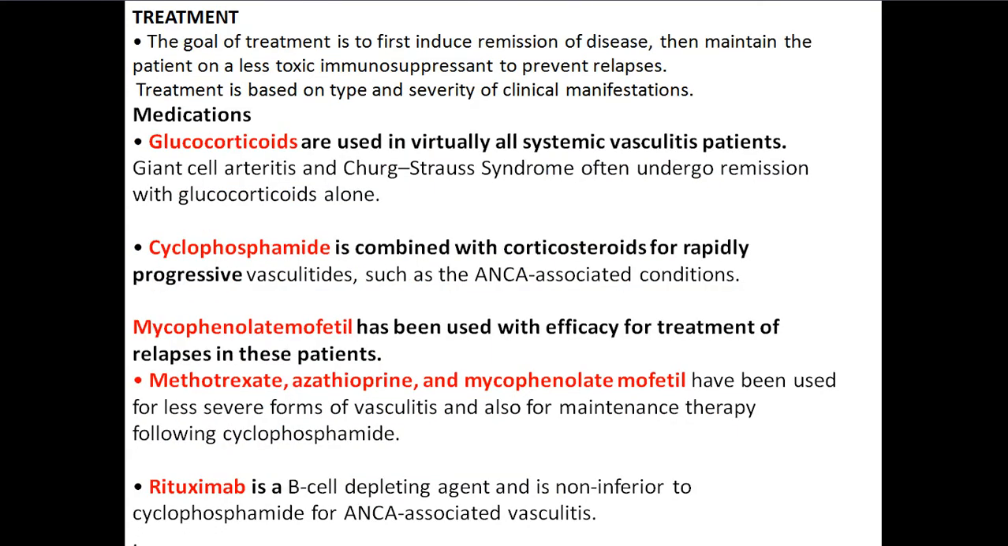So the treatment, the most important is the immunosuppression. It could be done with glucocorticoids, usually in all systemic vasculitis patients. Whereas giant cell arteritis and Churg-Strauss syndrome often undergo remission. Cyclophosphamide is combined with the corticosteroid in rapidly progressive vasculitis, such as ANCA-associated conditions. In the patients where you see relapses, there you can give mycophenolate mofetil. And methotrexate, azathioprine, mycophenolate are used for less severe forms of vasculitis and for the maintenance therapy.